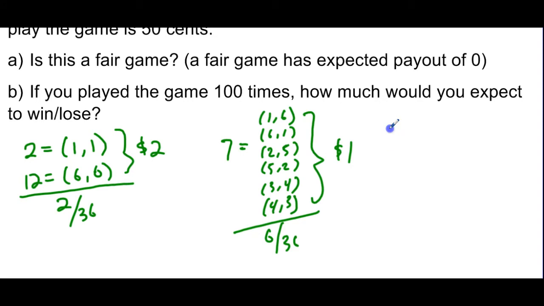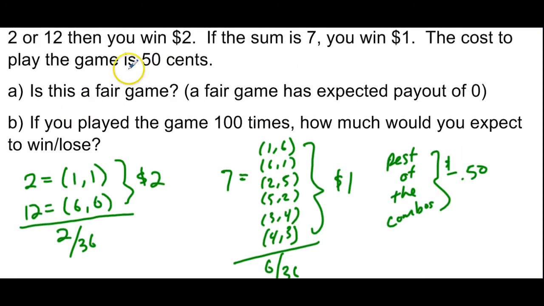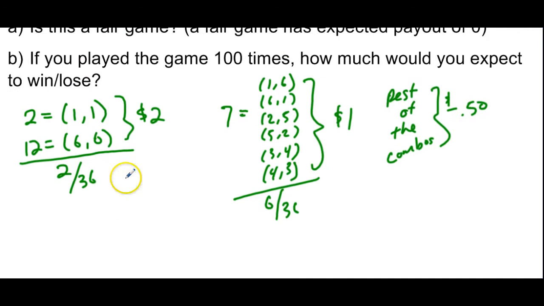The rest of the combos, you don't win any money, so actually you are losing 50 cents. Why? Because it takes 50 cents to play. And because this is 2, this is 6, that's 8, we have a 28 out of 36 chance of that. Alright, so here we have the outcome and probability for each case.